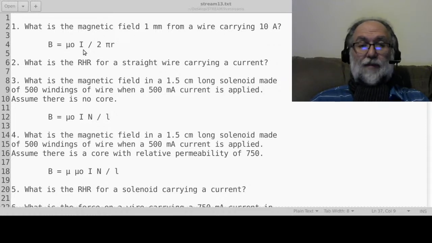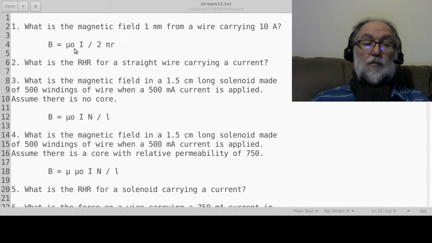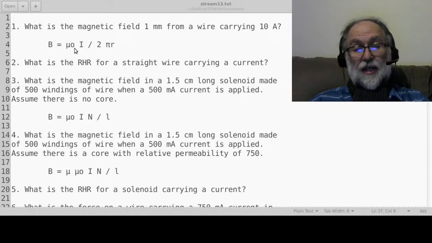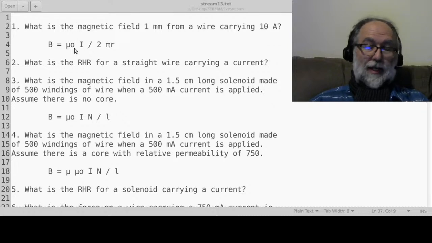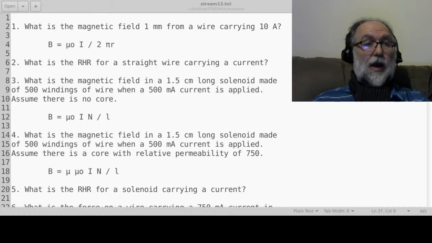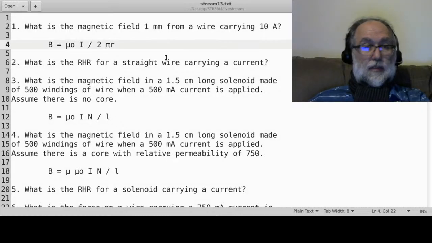Okay, the formula for that, I have it written here. B is equal to mu naught, which is the permeability of free space. Remember, in electricity we had epsilon naught, and that was the permittivity of free space. This is the permeability of free space. Everyone confuses the names, so don't worry about that. But the symbol is mu naught, and it has a value. I is the current, which in this case is 10 amps, divided by 2 pi R, where R is the distance from the wire. Okay, so let's do that problem.